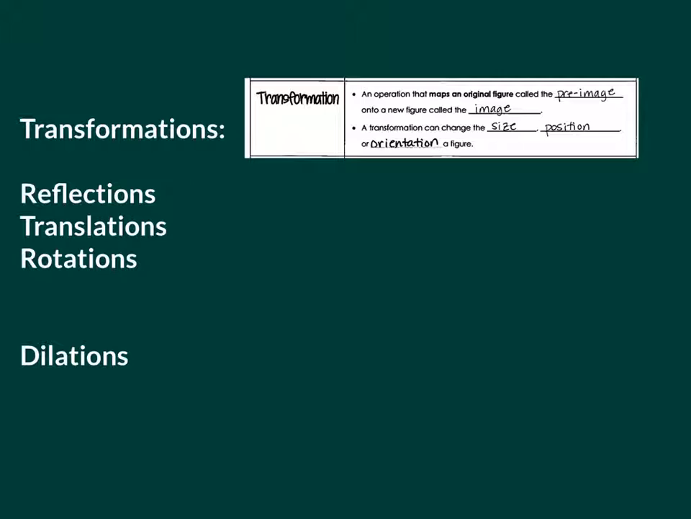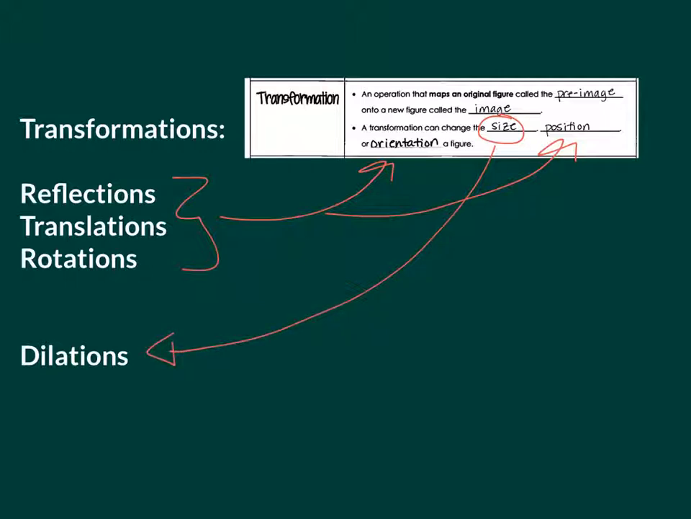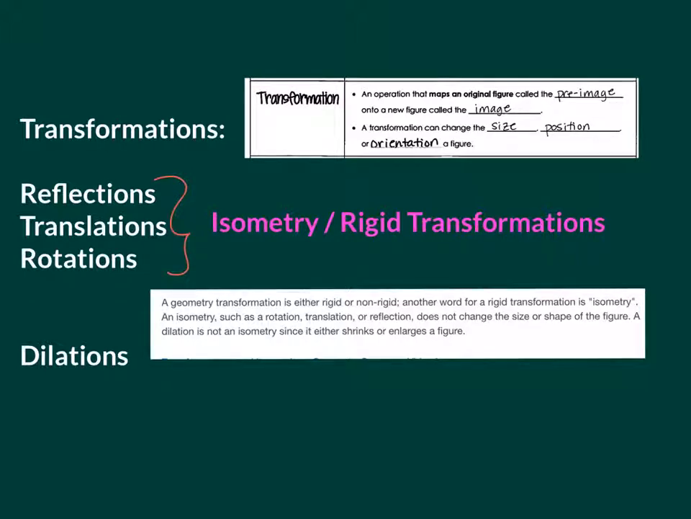Now, what I want to draw attention to is that these three players right here have done everything to change perhaps the orientation or to change the position. But the change in size is going to be reserved strictly for dilations. That being said, these three that we've talked about, the reflections, translations, and rotations, all are referred to by a common name called isometries or rigid transformations. So a dilation is not an isometry. It is not a rigid transformation.